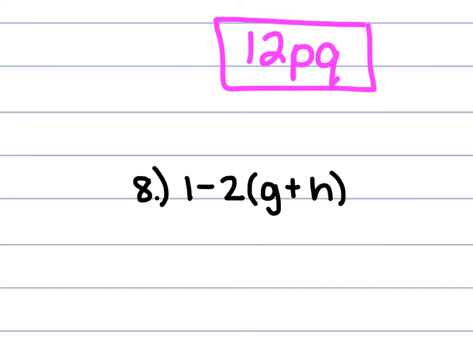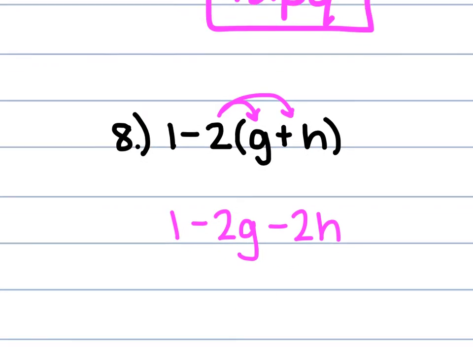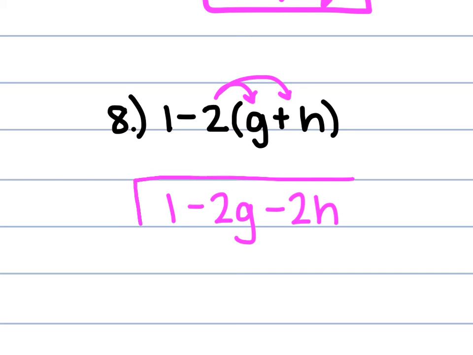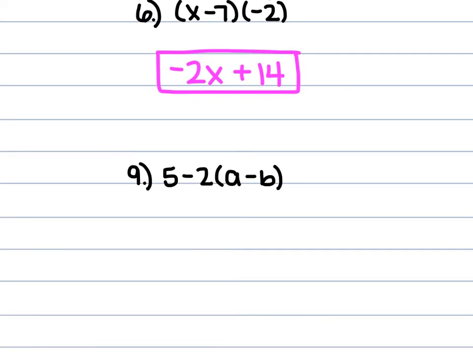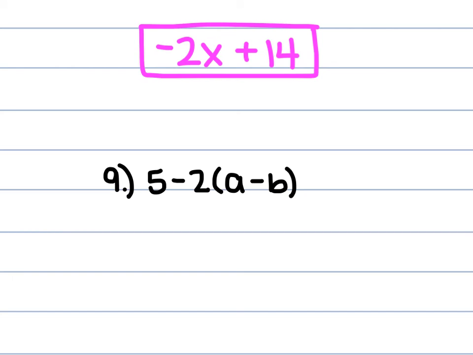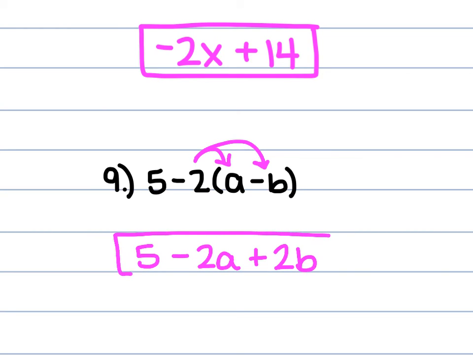For 8, we have 1 minus 2 times g plus h. So distribute that negative 2 in. This is going to become 1 minus 2g minus 2h. From here, you cannot simplify any further because there are no like terms. So you're going to leave it 1 minus 2g minus 2h. For 9, we have 5 minus 2 times a minus b. So distribute in that negative 2. We're going to have 5 minus 2a plus 2b. And again, you cannot simplify that one any further, so that's your answer.